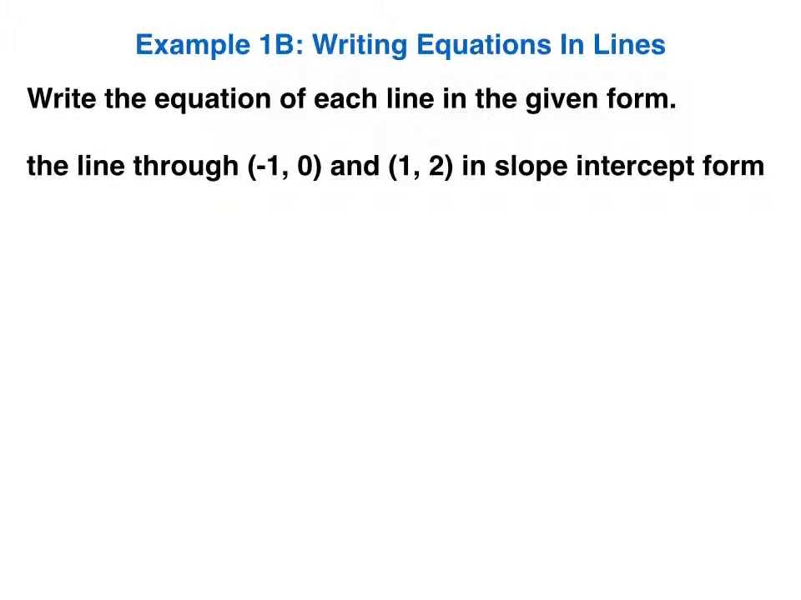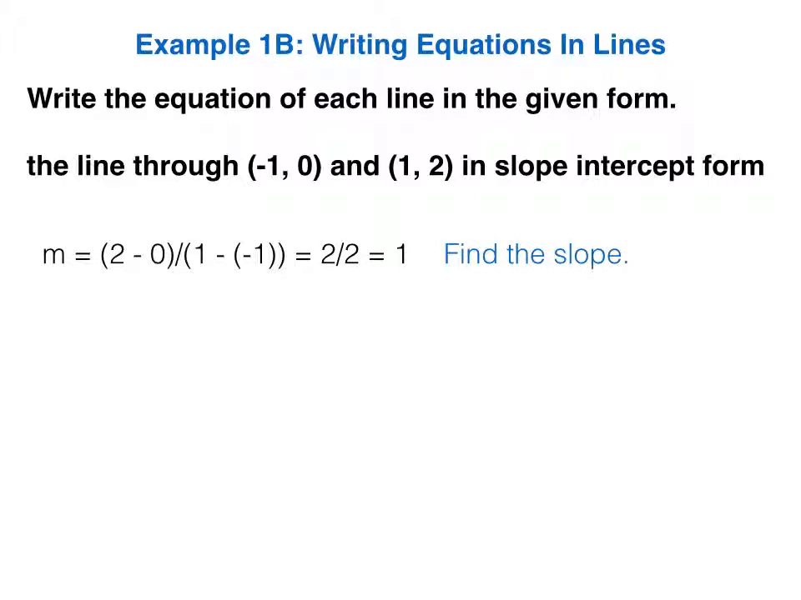Write the equation of each line in the given form. The line through -1, 0 and 1, 2 in slope-intercept form. First, we need to find the slope. So, y2 minus y1 over x2 minus x1. This is 2 minus 0 in the numerator, divided by 1 minus -1 in the denominator. This gives us 2 over 2, which is a slope of 1.